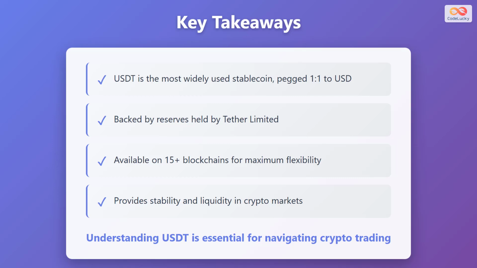Let's recap what we've learned about USDT. First, USDT is the most widely used stablecoin, maintaining a one-to-one peg with the US dollar. Second, it is backed by reserves held by Tether Limited, which provides the foundation for its stable value. Third, USDT is available on over 15 blockchains, giving users maximum flexibility for their transactions. Fourth, it provides crucial stability and liquidity in cryptocurrency markets, serving as a safe haven during volatile periods.